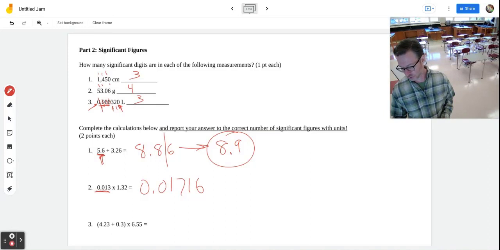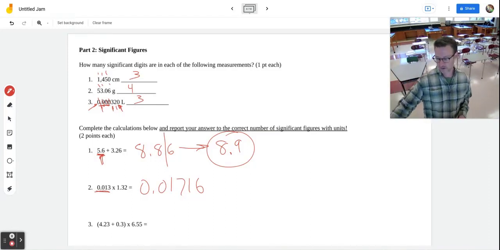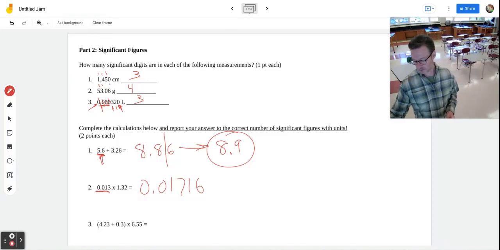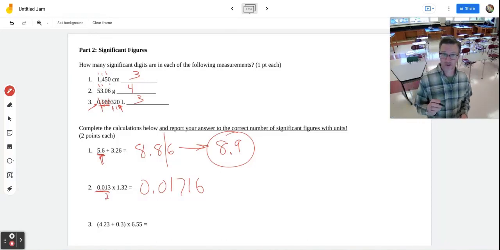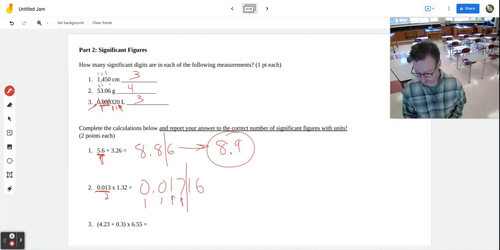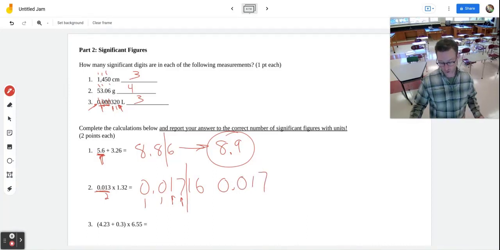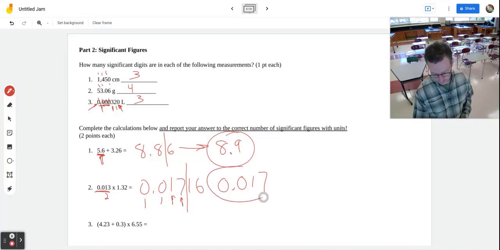This has 2 significant figures. Those zeros in front, leading zeros, not significant. So that number has 2 significant digits, which means my answer can only have 2 significant digits. So again, if I start here, that's not significant, that's not significant. Here's the first significant digit, here's the second significant digit, so I round it there. My final answer would be 0.017, because the next digit was a 1, so I don't have to round up.